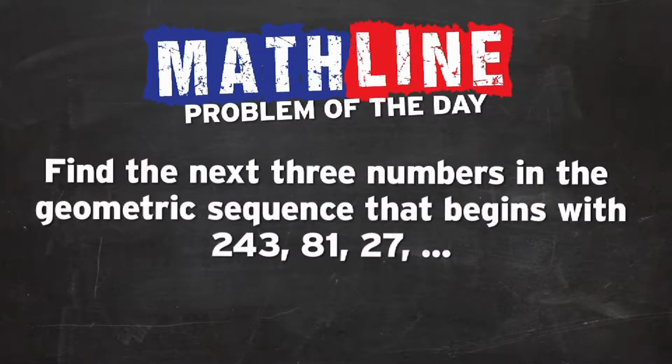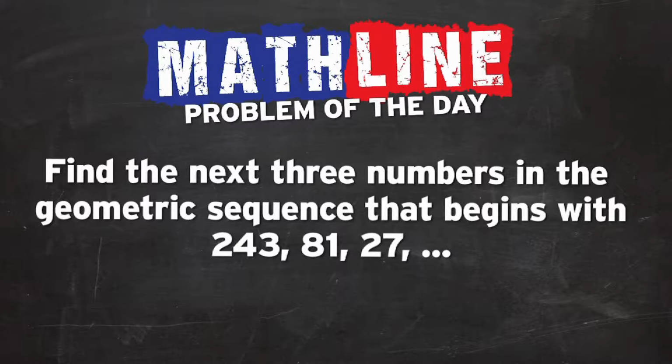We have: find the next three numbers in the geometric sequence that begins with 243, 81, 27, and then the three dots, which basically means this could go on and on and on. So we're going to look for the next three numbers in the geometric sequence that begins with 243, 81, 27, and keeps going on and on. Folks, those are some rather big numbers there.